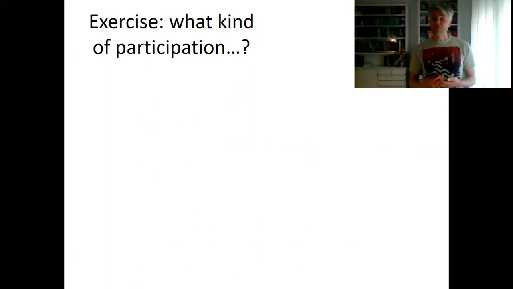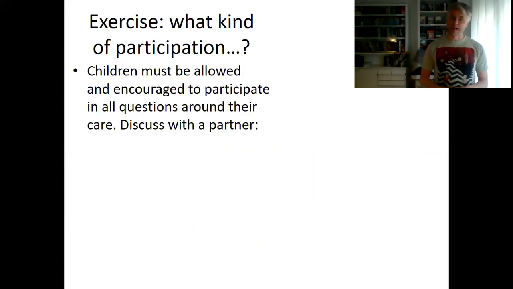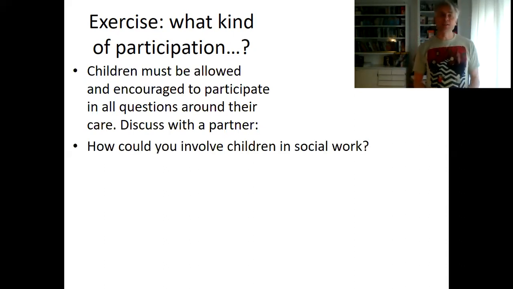Well, I did that exercise, and I noticed a couple were particularly important for my interactions with the child. I'm going to zoom in on these two articles right now. I want you to think about participation with children in our social work. Children must be allowed and encouraged to participate in all questions around their care. They're allowed to have a say on their lives. So with your partner, discuss the following question: how could you involve children in social work, inspired by the following articles from the Convention on the Rights of the Child?